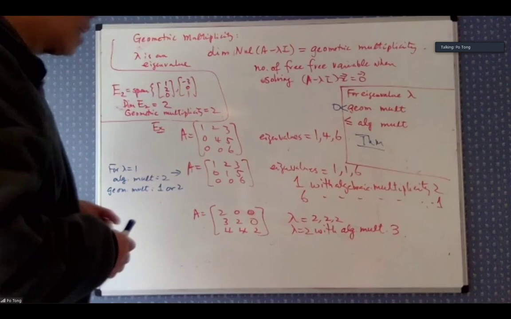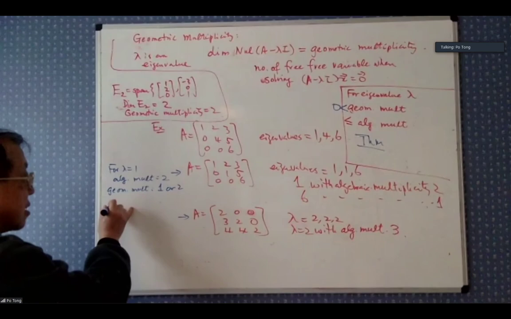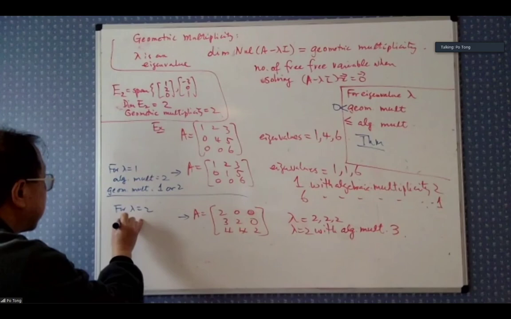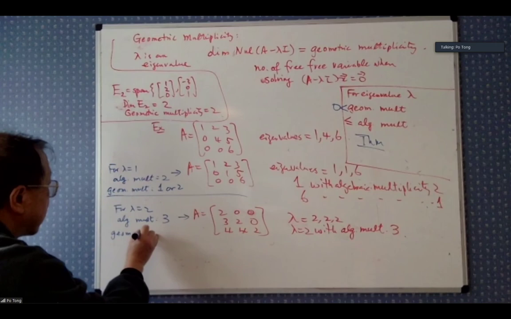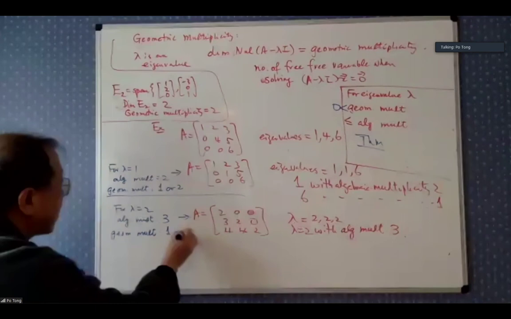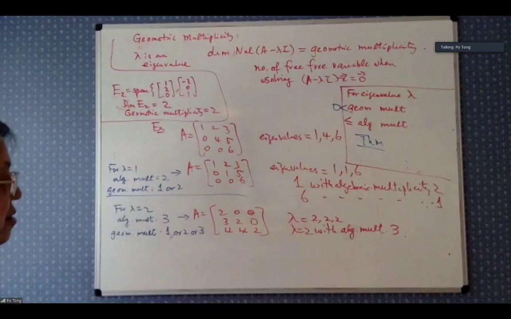So what are the possibilities for this case? This is for lambda equal to 2. Algebraic multiplicity is going to be equal to 3. So what are the possible geometric multiplicities? It can be 1 or 2 or 3. And we don't know until we actually do it, which means actually solving A minus lambda I equal to 0.